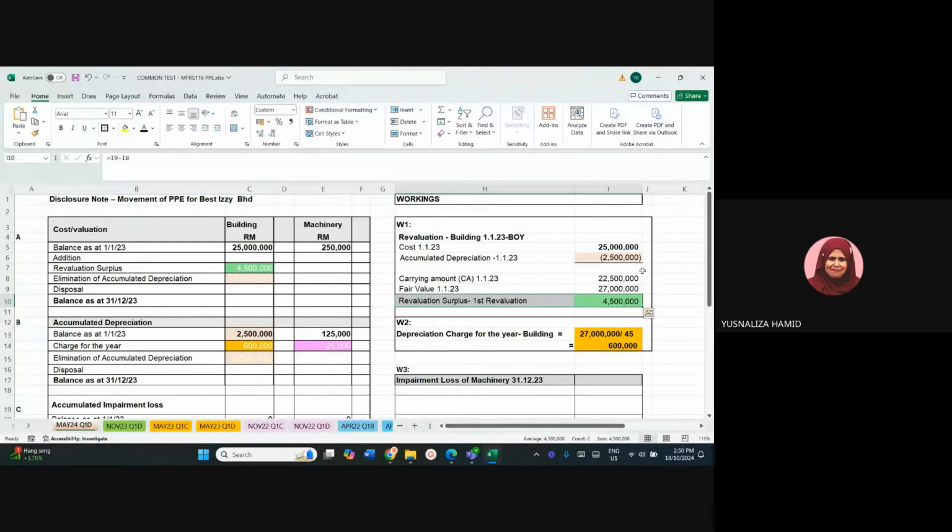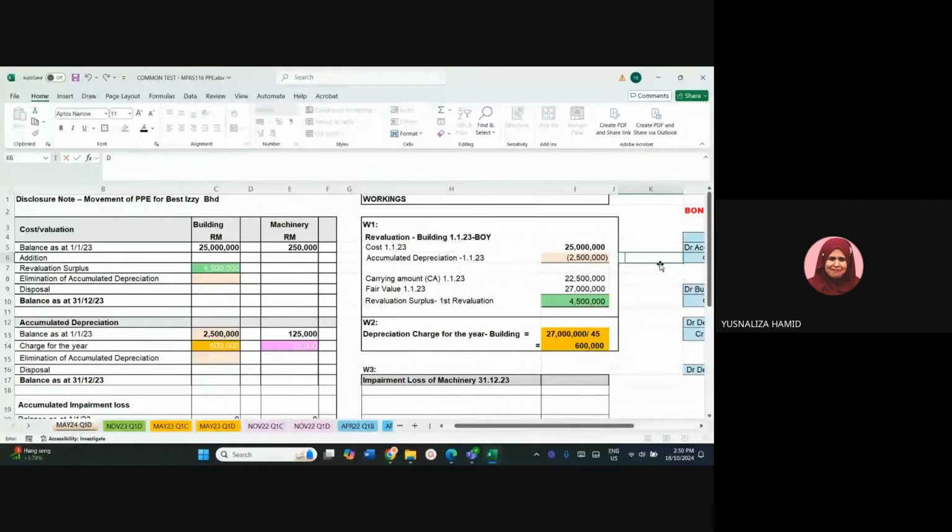So what are the things that you need to record? Number one is the accumulated depreciation that was at the beginning of the year. You need to eliminate it. When I say eliminate, it means you need to debit your accumulated depreciation, and credit your building. So you just can put this little working here, credit.